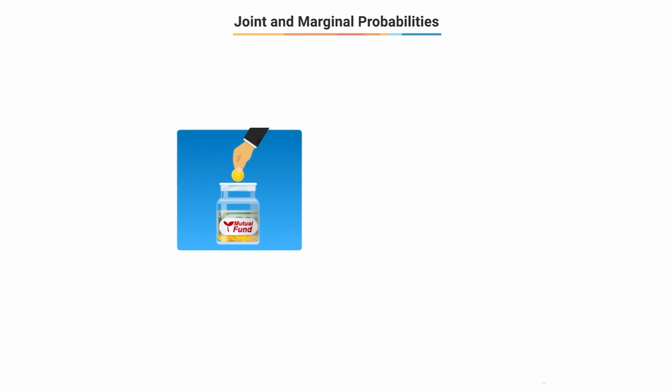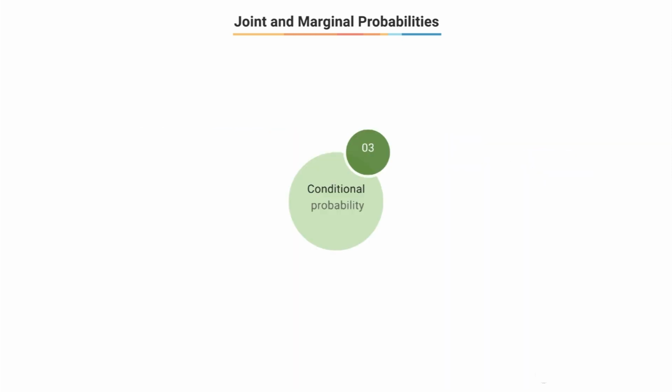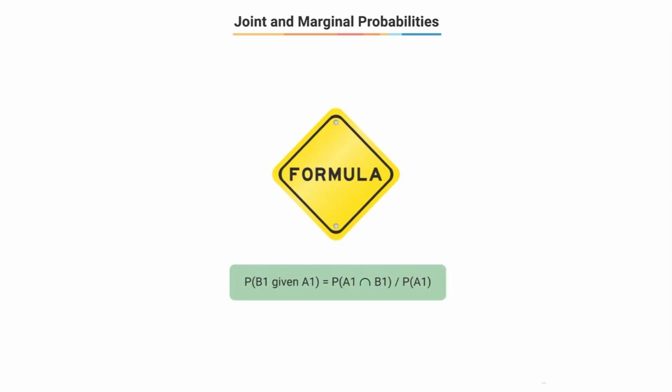Now let us try to calculate the probability that a mutual fund will outperform the market given that the fund manager graduated from a top MBA program. Is this a conditional probability problem? Well, yes, it is. And we'll use the following formula, which is probability of B1 given A1 equal to probability of A1 intersection B1 upon probability of A1.